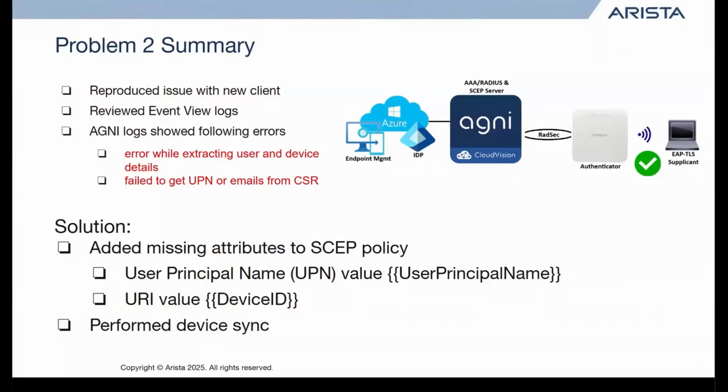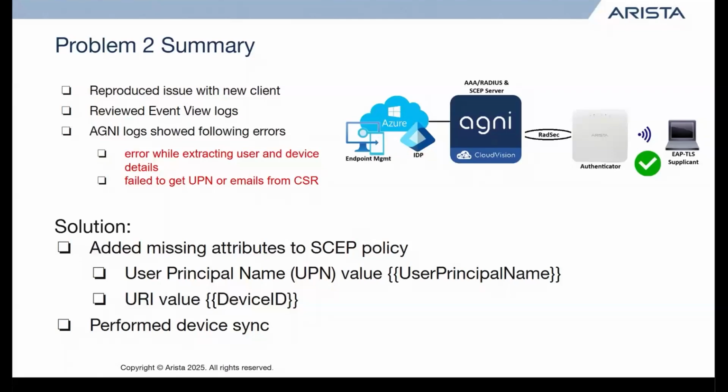The Intune side also confirmed this, showing an error with the SCEP profile on the device configuration, though it didn't provide any further details as to what caused the error. On the AGNI side, the logs indicated the SCEP process failed when trying to validate the challenge password, specifically showing error while extracting user and device details, failed to get UPN or email from CSR.